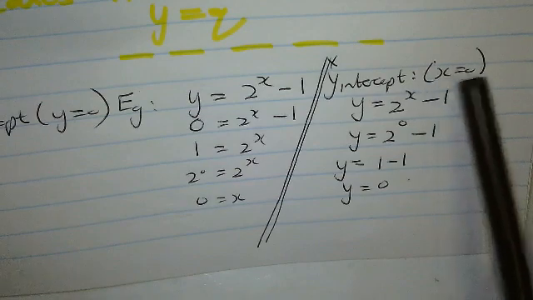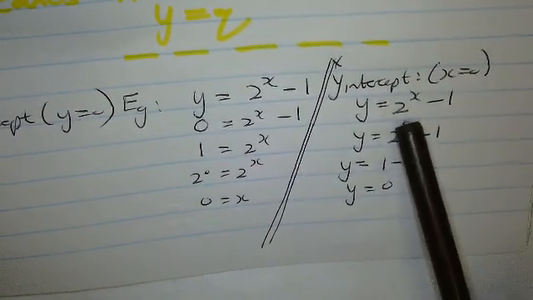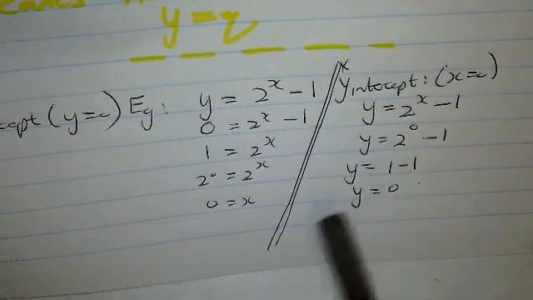Y-intercept, you make x equal to 0. So you make the x equal to 0. 2 to the 0 is then 1. 1 minus 1, giving you the x-intercept.